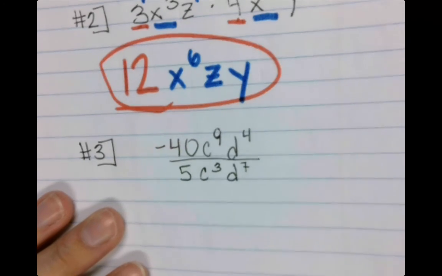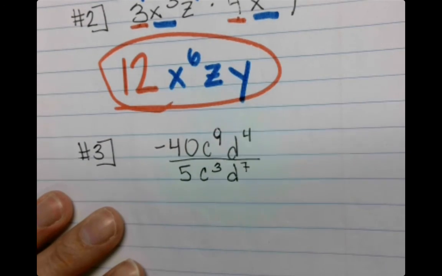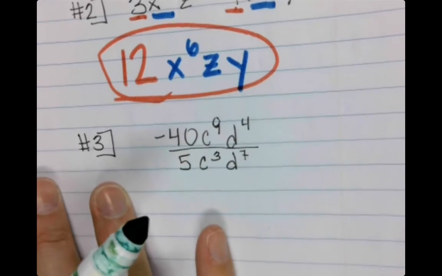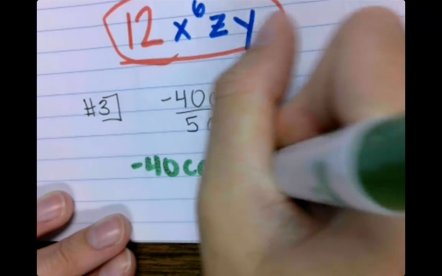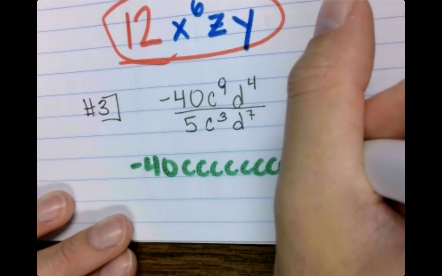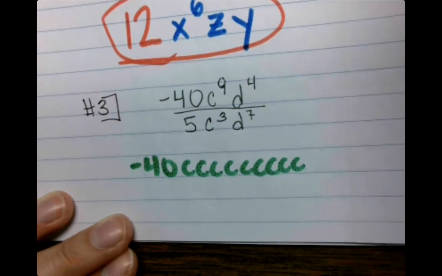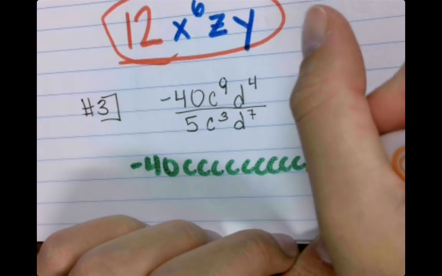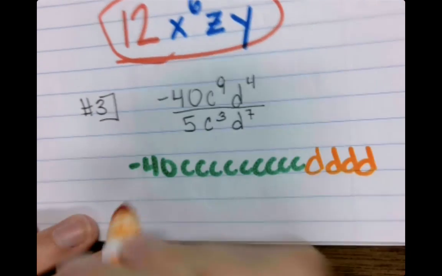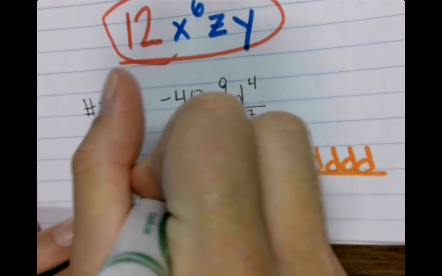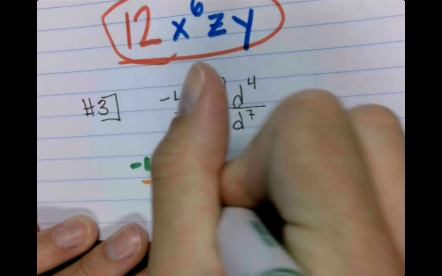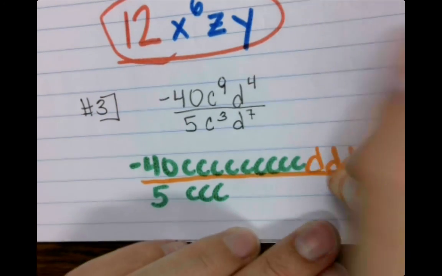When we're doing this, let's expand this one out. So for the top, I would have -40. I would have 9 c's. And I'm going to do a different color for my d's just because it's easier. Then on bottom, I would have 5. I would have 3 c's, and I would have 7 d's.